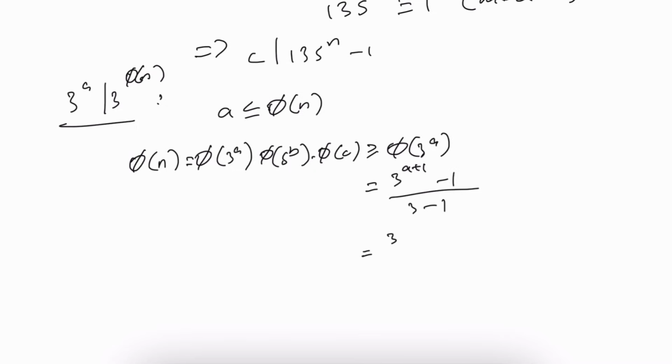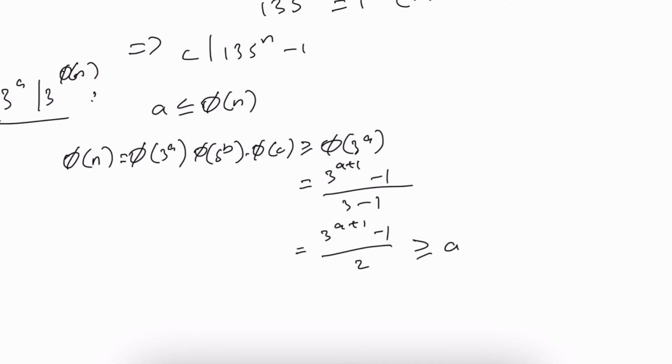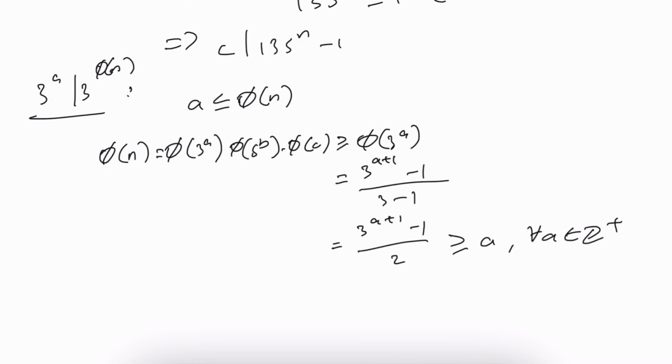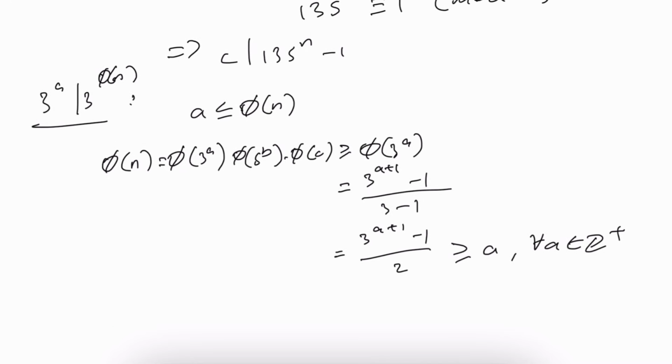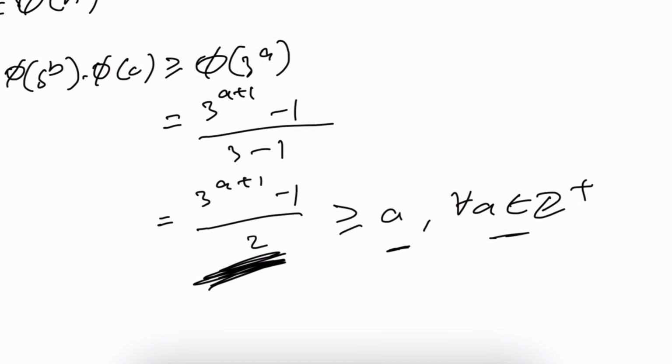And this is (3^(a+1) - 1)/2. And we indeed have that this is always greater than or equal to a, for all a in the positive integers. You can prove that more rigorously with induction, but you can reason that this grows exponentially, and this grows linearly, and we have that for the first couple of a.